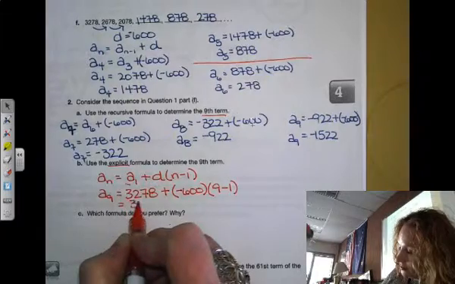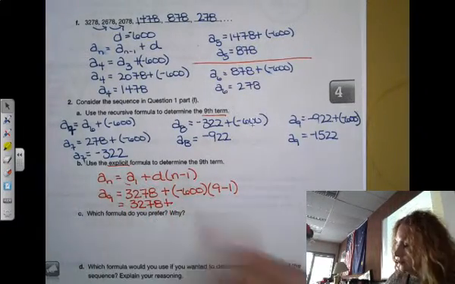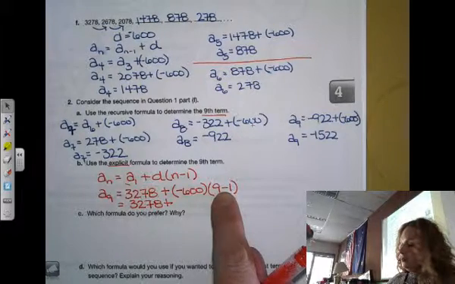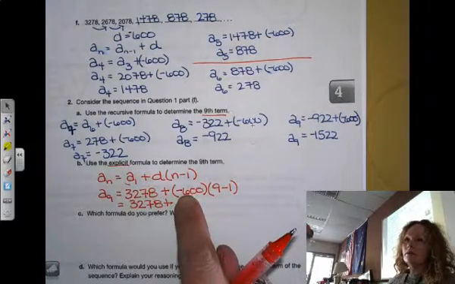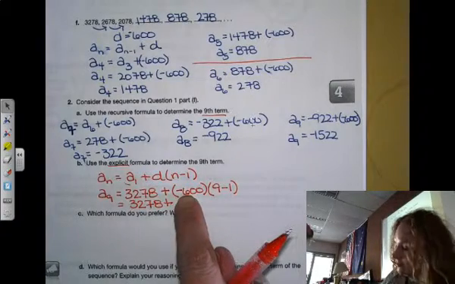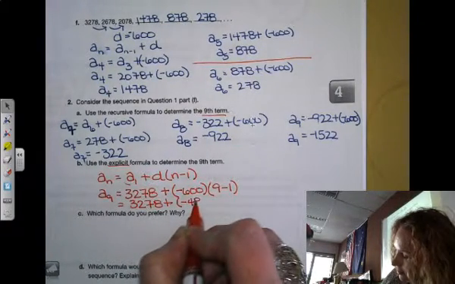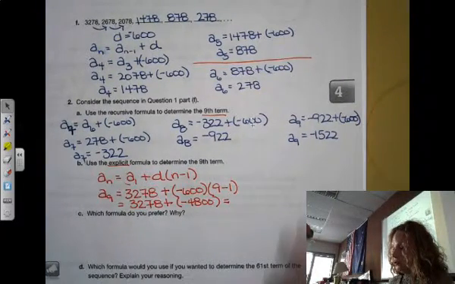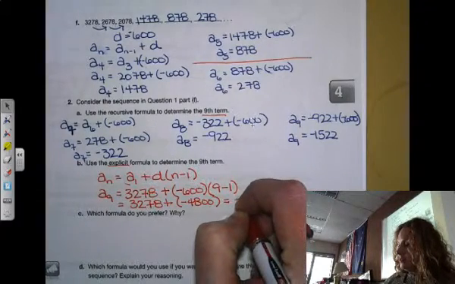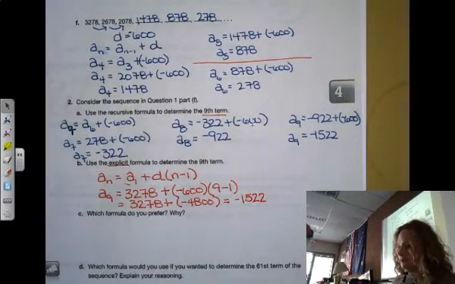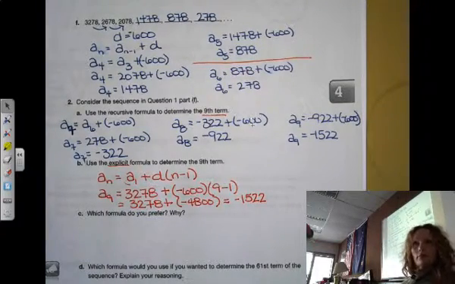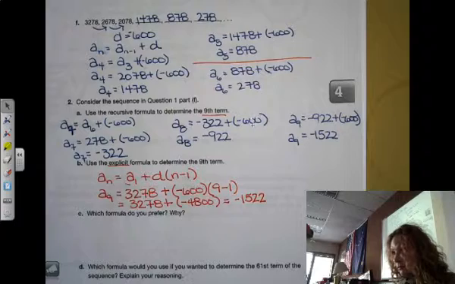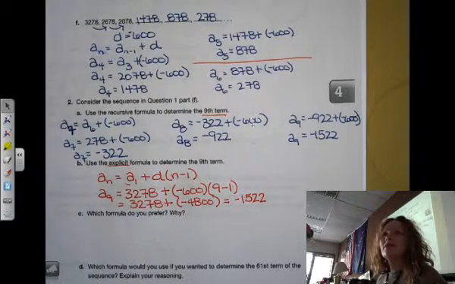So we have 3,278 plus, what's 9 minus 1? 8. What's 8 times 600? 4,800. So this is going to be negative 4,800. So what's that? 1,522. I think it's negative 1522. Somebody check me. Am I good? Woohoo! My mental math is going strong today.